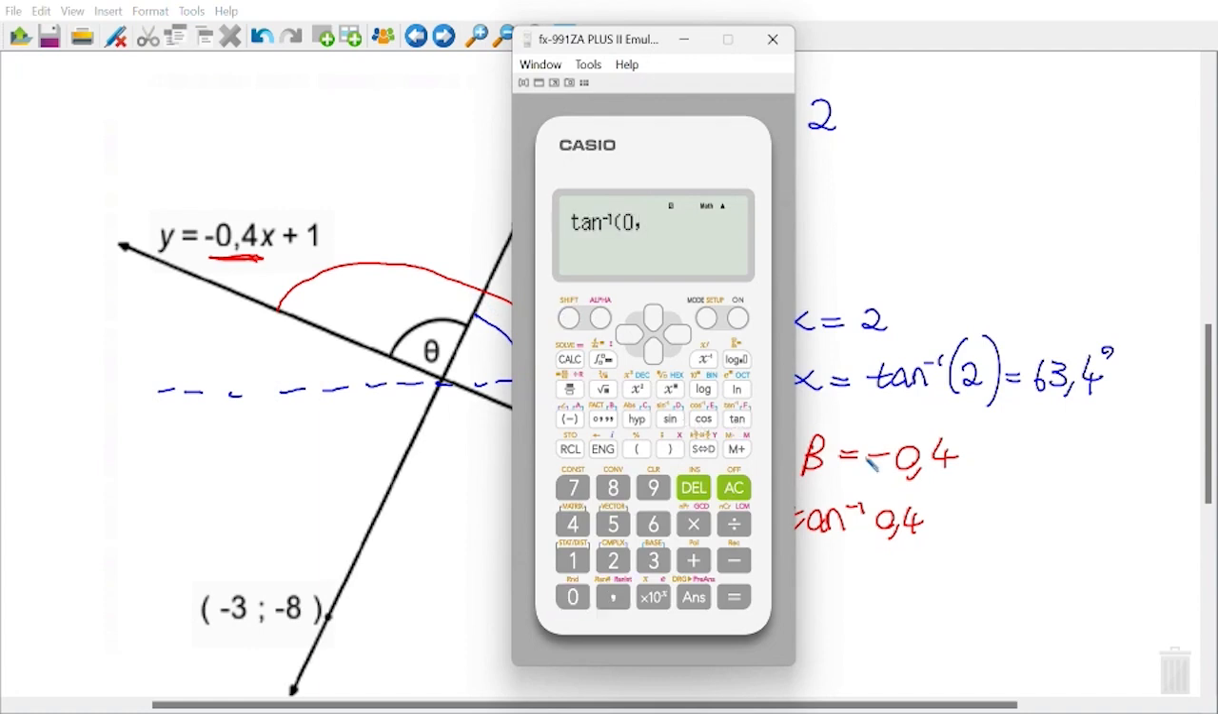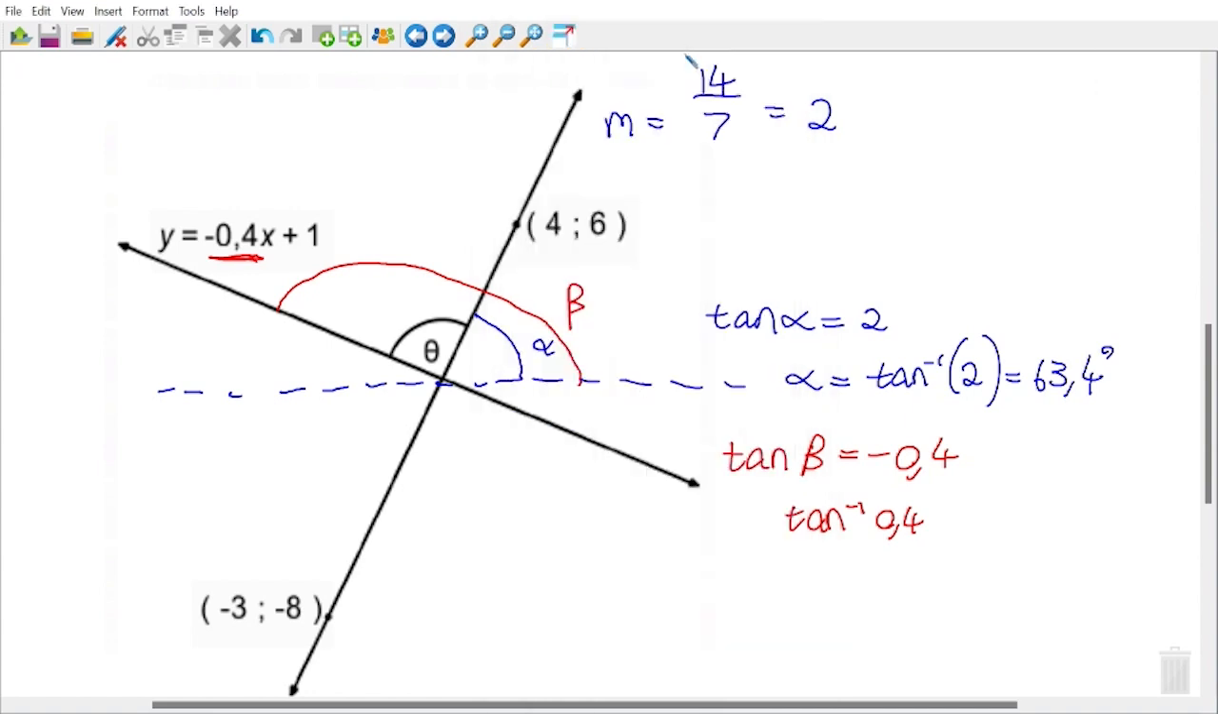Okay, I see my calculator is not in the right mode. I'm just going to put it into degree mode. Shift tan of 0,4. Right, and I get 21,8 degrees. Now this angle is clearly not 21,8 degrees. This angle over here is actually 21,8 degrees. Okay, so what I'm going to do is say that beta is going to be 180 minus 21,8 degrees. Okay, and what I get is that the size of beta is 158,2 degrees.